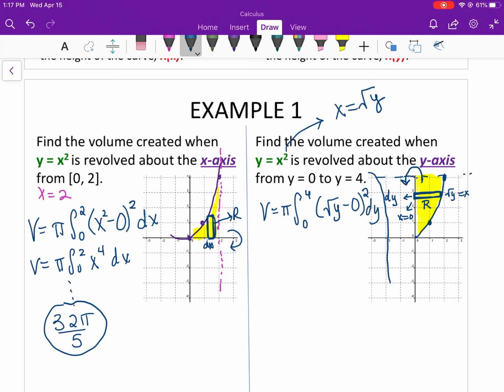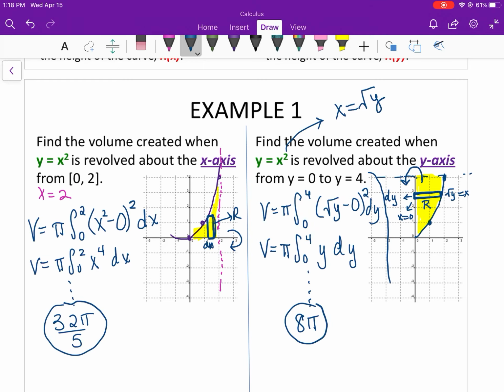So pi r squared h. Let's think of cylinders. And then again, I don't think you're going to have any trouble integrating that. And the answer we're going to get is 8 pi.